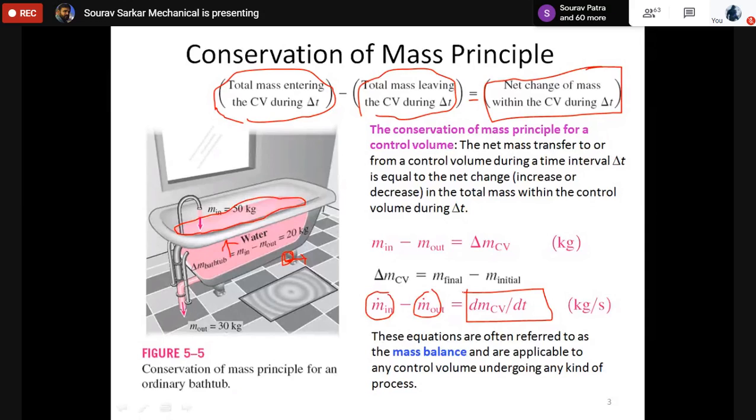There might be accumulation, but if there is no accumulation, in that case we can say whatever is coming, that same thing is basically leaving the system. So there is no accumulation, but there are possibilities where the accumulation can happen. Is that right? So that is basically the conservation of mass principle.